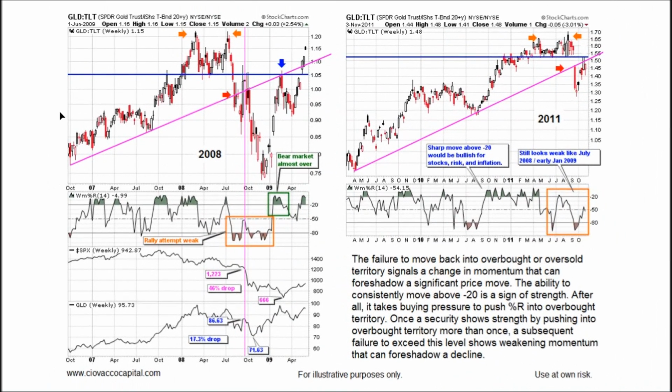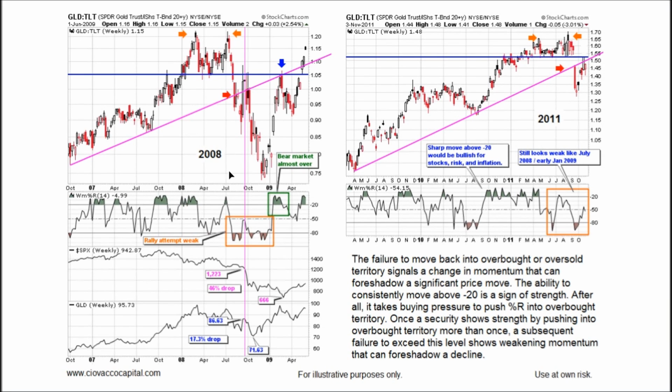What we've got here is the ratio of gold, the gold ETF, GLD, to longer-term U.S. treasuries, the symbol being TLT. Why are we looking at this? It can help us with precious metals, commodities, bonds, and stocks. So even if you're not interested in gold or treasuries, this is a good ratio to look at, and we should be able to learn some things from the ratio.